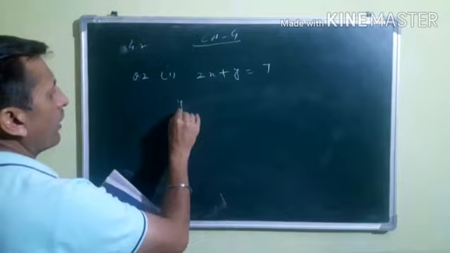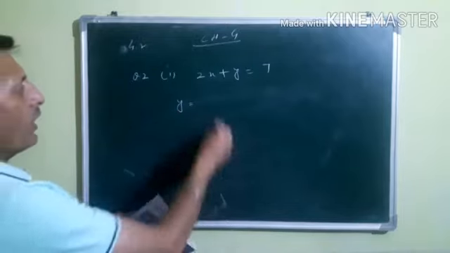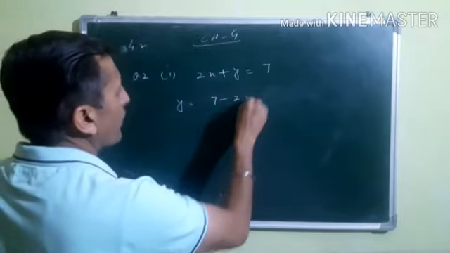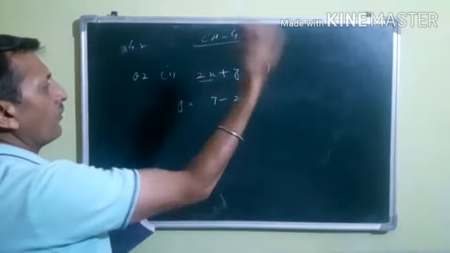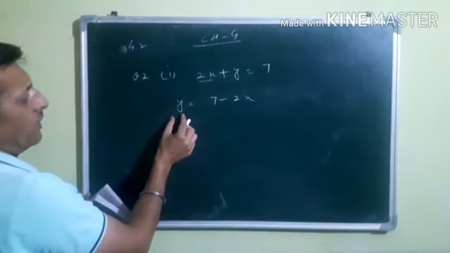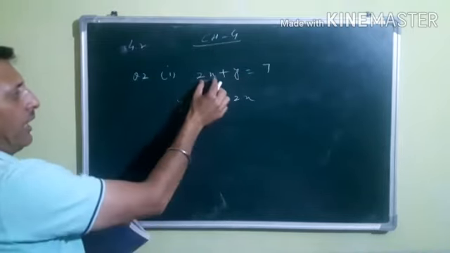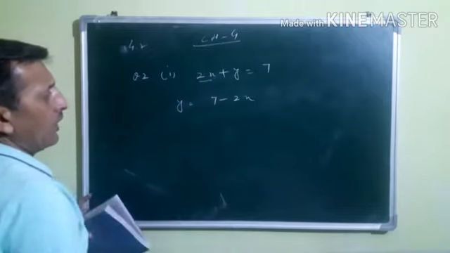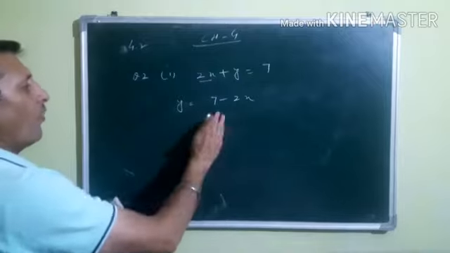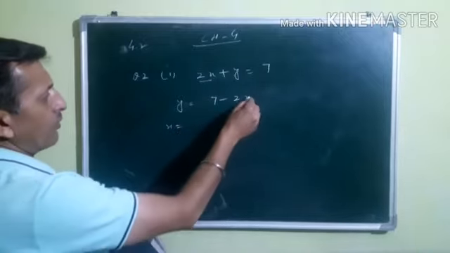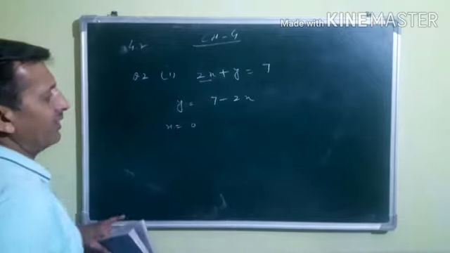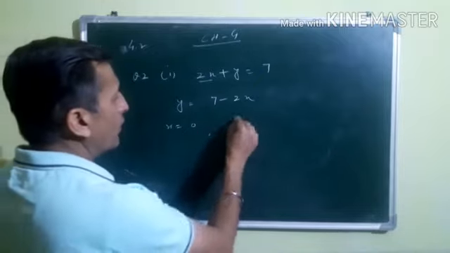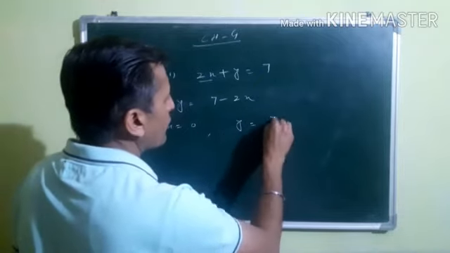In this case, you can write this equation like this: y = 7 - 2x. You can shift either 2x or y, but y is the dependent variable, so that's why I have taken y on the left hand side, and I shifted 2x from the left to the right. So y = 7 - 2x. Now we are giving values for x. You can take any value. I am taking an easy one, x = 0. In that case, y = 7.